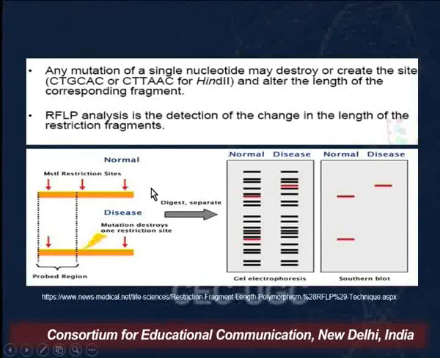Poly means many, and morphism means forms. Polymorphism basically means there are many different forms that you will get based on the length, because it is length polymorphism. And to identify these, you are going to use Southern blot.